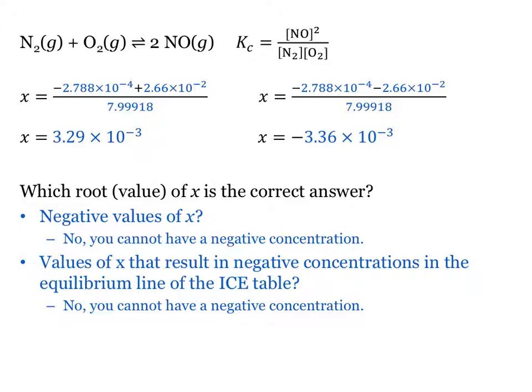If you get a negative value for x, that's definitely not the right answer. Negative concentrations do not make sense. For the same reason, if you get a positive x value that you plug back into the ICE table and it results in a negative concentration in the equilibrium line, that answer also does not make sense.